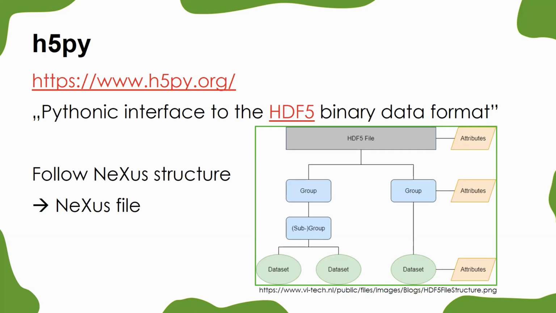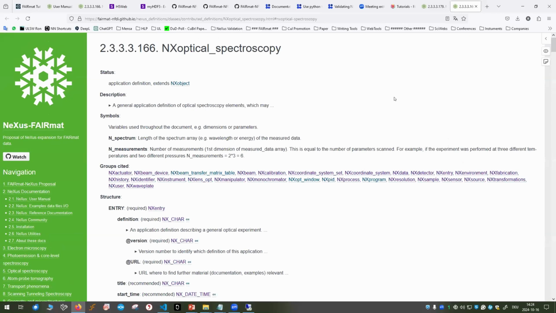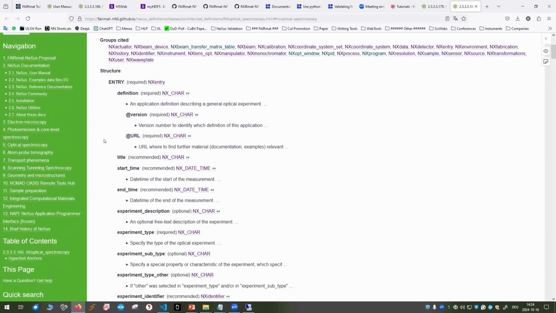And then, as I've said in the beginning, what is a NeXus file? It's, so to say, these elements of groups, attributes, and data sets. And in addition, if you are following the NeXus structure, then you have a NeXus file. Okay, so let us see how we can follow this NeXus structure. Again, here you can go to the website of the FAIRmat project, where we have this NXoptical_spectroscopy definition.